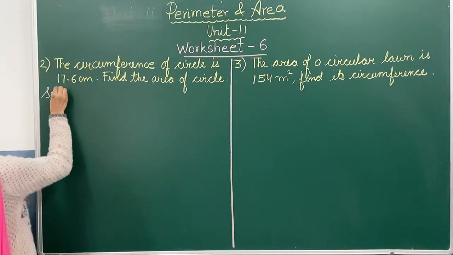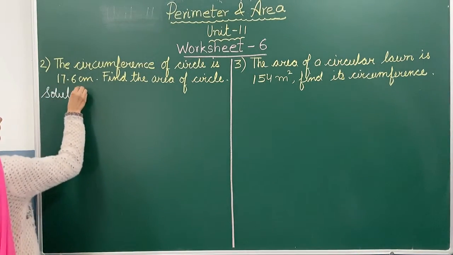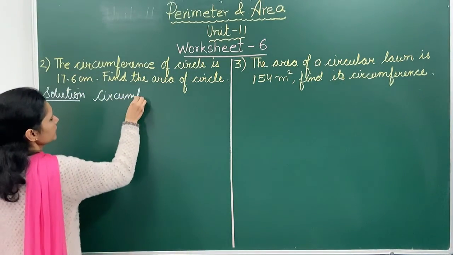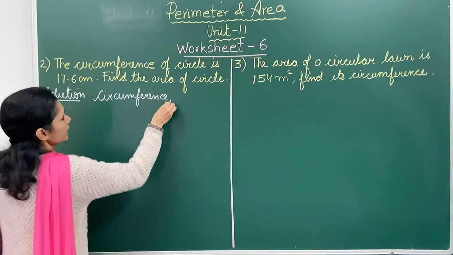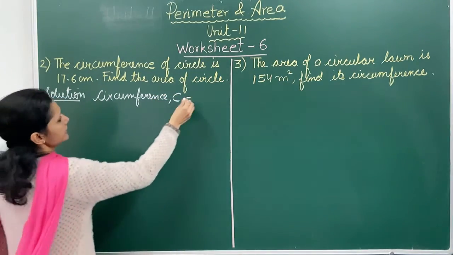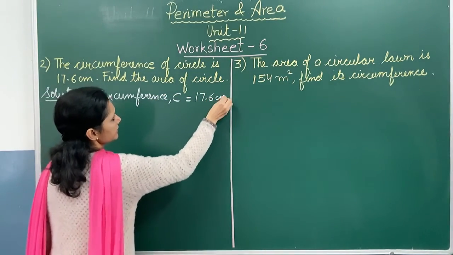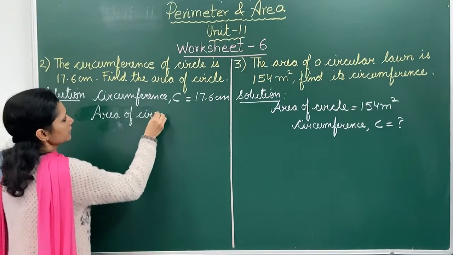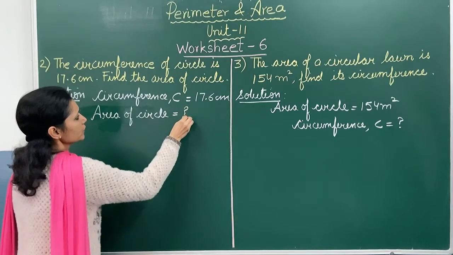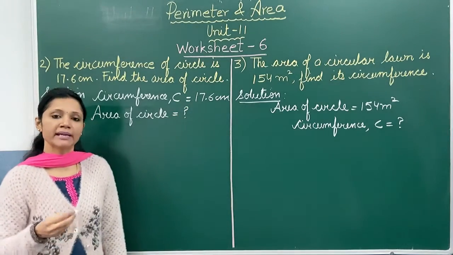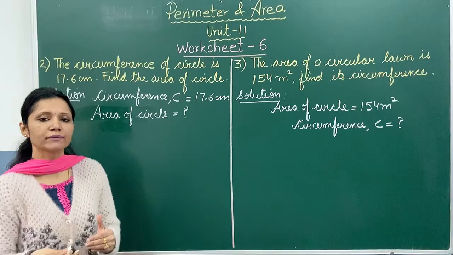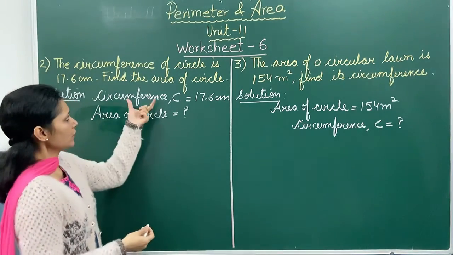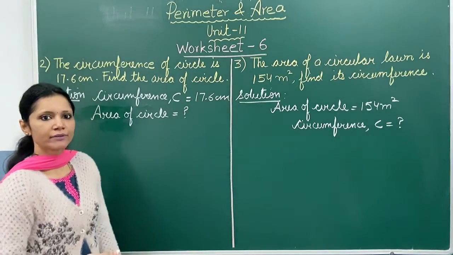So what is given to us? We are given the circumference C of the circle as 17.6 centimeters and we have to find the area of the circle. Now as I told you, the formula for the area of a circle is pi r square. That means we must know the value of r, the radius, in order to calculate the area. So let's first start with what is given to us.